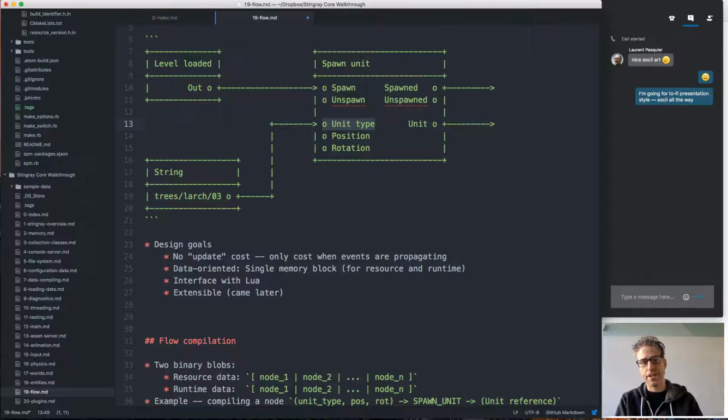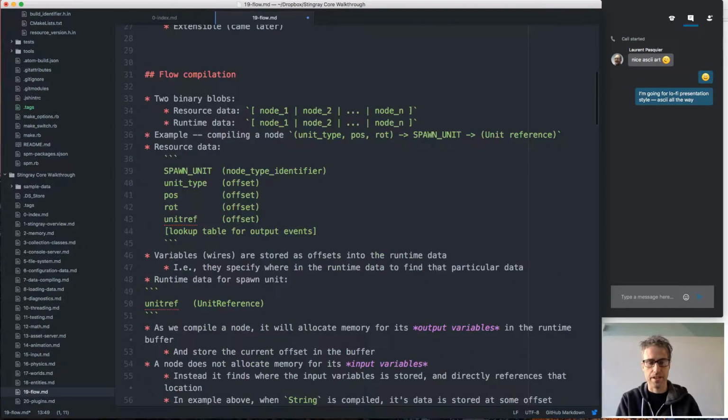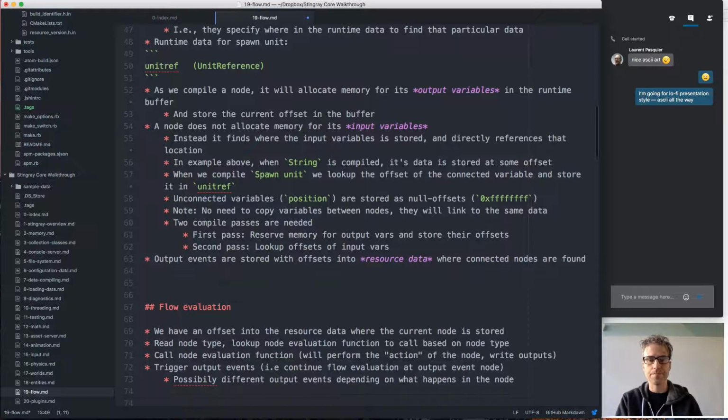If we didn't do two passes, we would have to order things so that we make sure this is compiled before this node. Actually, that wouldn't be enough, because we can have circular dependencies on the variables. So we would have to be smart about how we did this, so that we knew what the offsets were when we needed them for the input variables. But doing it in two passes is really the simplest way of doing this.